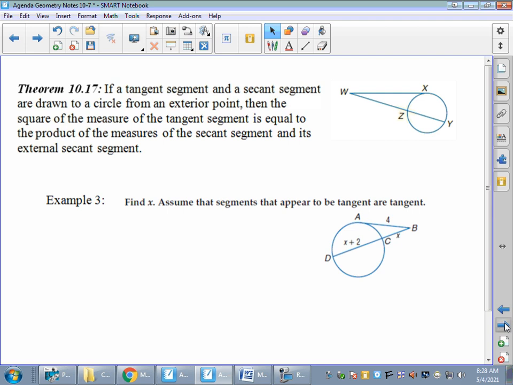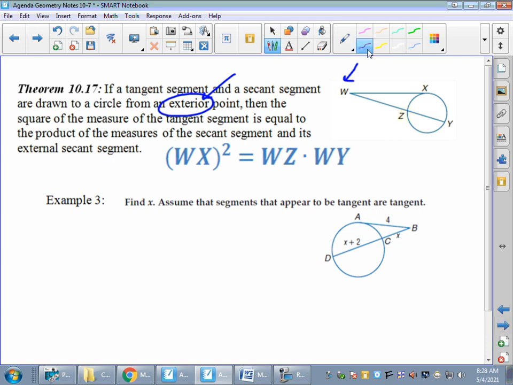This one says if you've got a tangent and a secant drawn from an exterior point. So this time it's W that is exterior, outside the circle. Then the square of the measure of the tangent is equal to the product of the measures of the secant segment and its external secant segment. I'm sure everybody's got that. What that's saying is you take your WX, your tangent squared, and set that equal to exterior times whole.